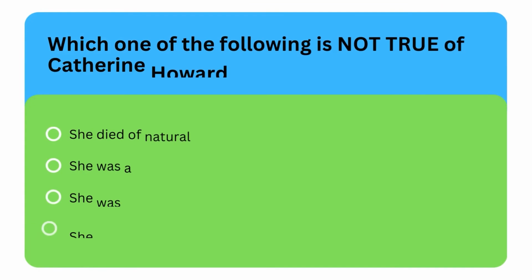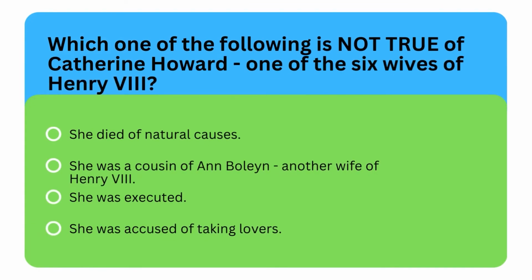Next question is, which one of the following is not true of Catherine Howard, one of the 6 wives of Henry VIII? Options are she died of natural causes, she was a cousin of Anne Boleyn, another wife of Henry VIII, she was executed, or she was accused of taking lovers. So the correct option is first option. The statement she died of natural causes is not true.